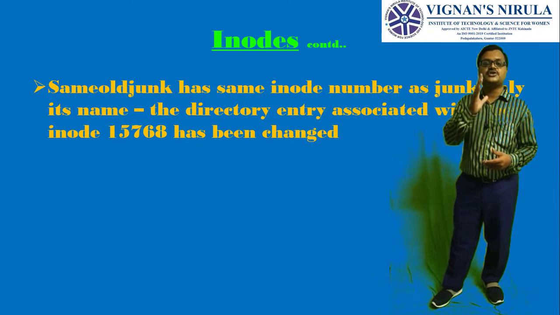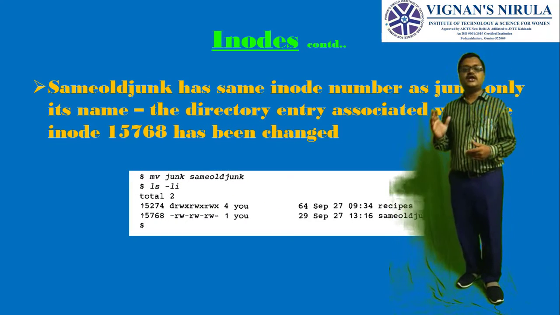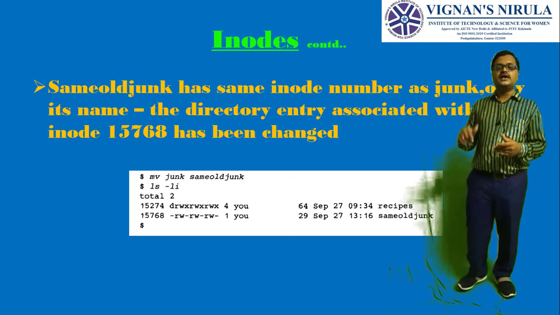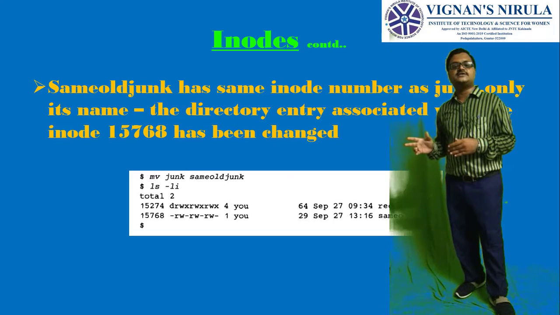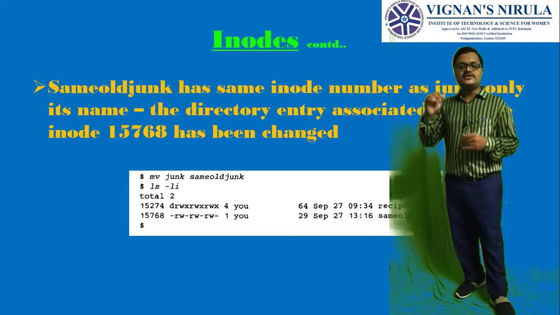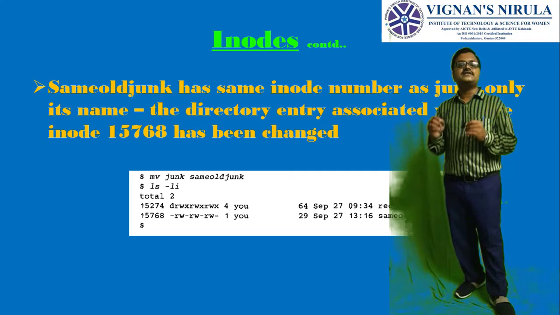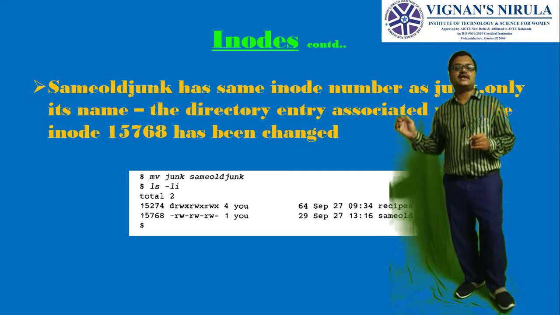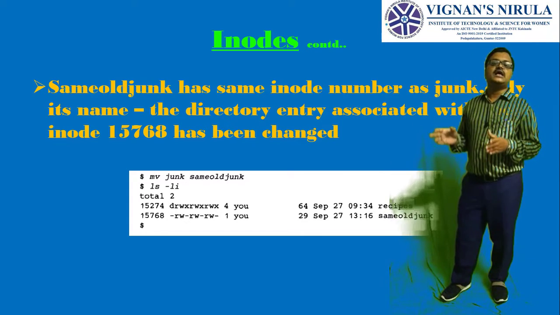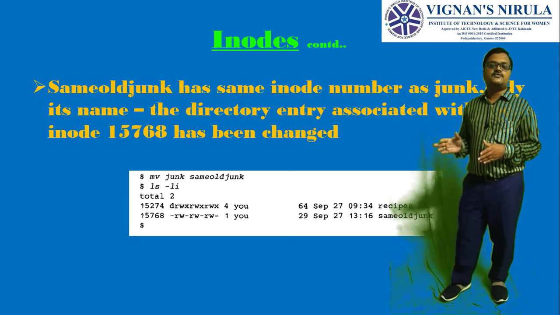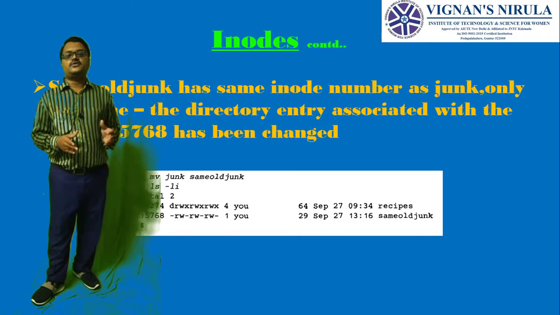One purpose of the mv command is to move a file from one location to another in Unix, and the other purpose is to rename a file. To rename a file, we use the mv command. If you run mv junk with the same old name, you will still find the same inode number with ls -li. It will still show the same inode number. Only the name of the file is changing. So this is about the mv command with respect to the inode.